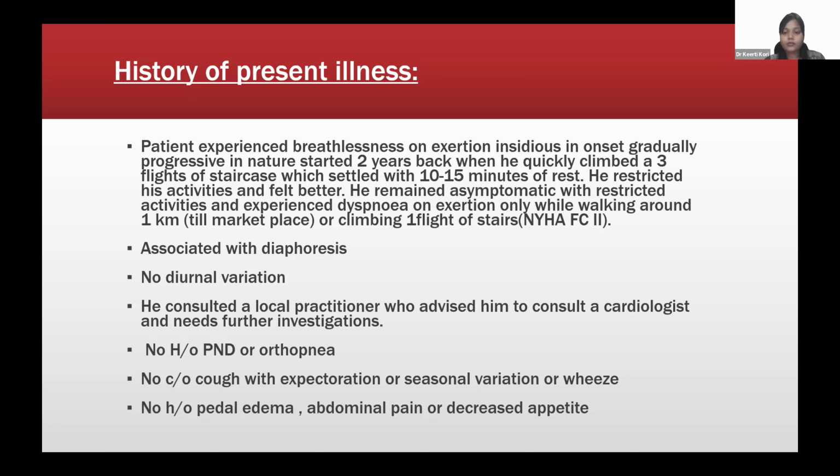Sir, the Canadian Society classification for angina is particularly meant for angina. But even NYHA is used for dyspnea, fatigue, angina, and palpitation, correct? So why don't you use that? Why is CCS preferred? You can use NYHA for angina as well, but I mean, CCS is more likely to be more accurate.